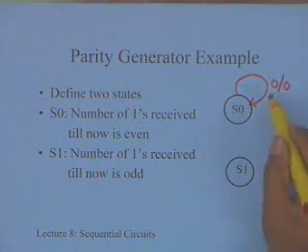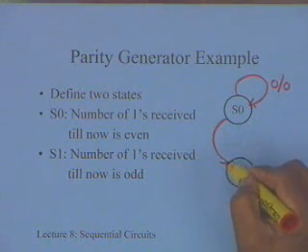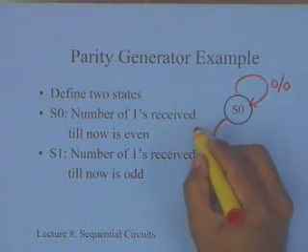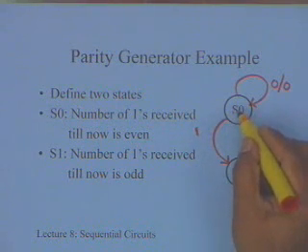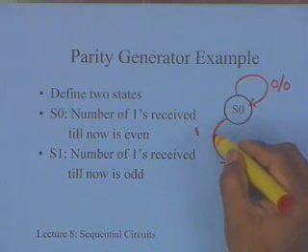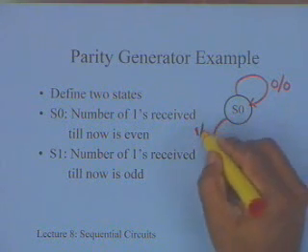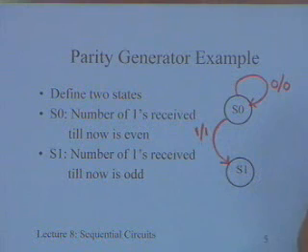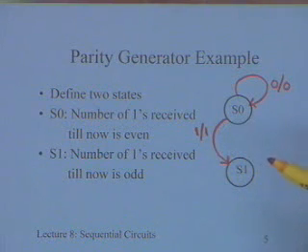But when I am in state S0, this is not the only input that I can receive. I can also receive another input. The other input that I can receive is 1. And if the number of 1s till now were even and I get an input of 1, now the number of 1s have become odd, so my output will be 1. So these are the two transitions that I have specified at state S0.